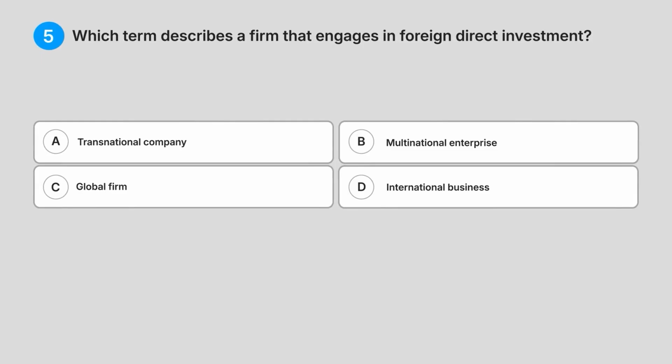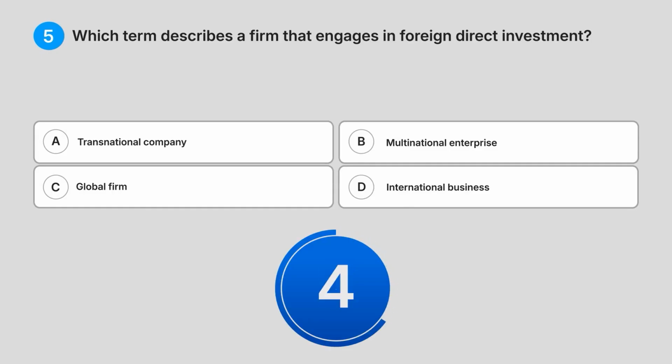5. Which term describes a firm that engages in foreign direct investment? A. Transnational company. B. Multinational enterprise. C. Global firm. D. International business. What do you think is the answer?